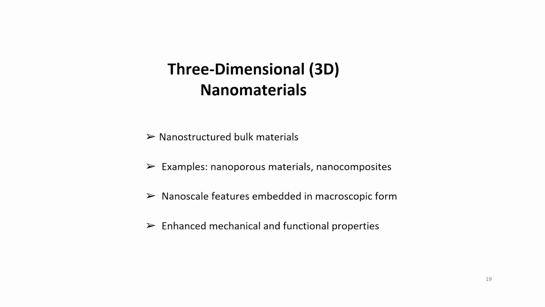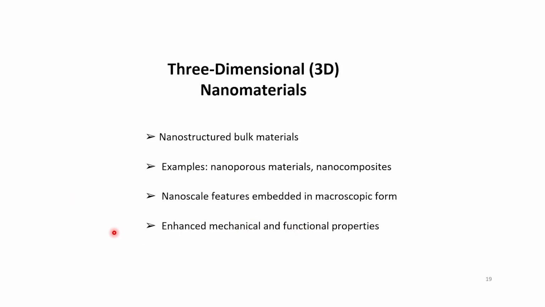Then three-dimensional nanomaterials. These are nanostructured bulk materials. Examples are nanoporous materials, nanocomposites, nanoscale features embedded in macroscopic form. So, these are macroscopic, but nanoscale features are embedded into it. These have highly enhanced mechanical and functional properties. Rather than a bulk material, we are talking about some nanoscale features that are embedded in a macroscopic form. You will see in detail how it is constructed from nanomaterials.